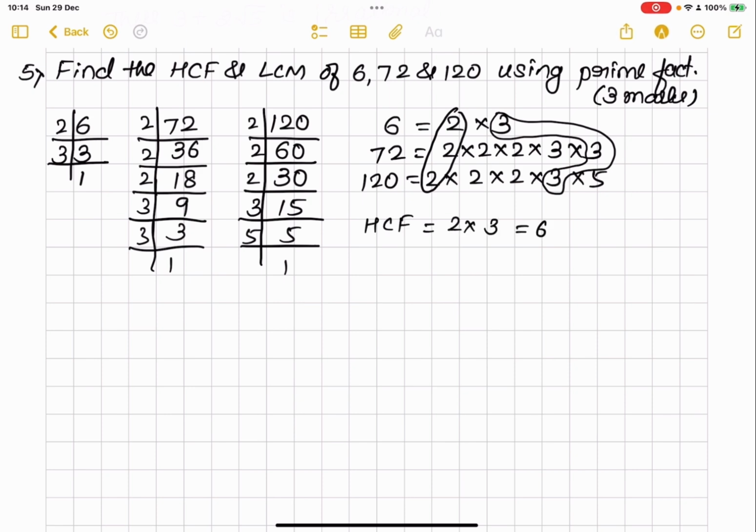Now, if I want to find LCM also here, LCM will be 2 into 3 which are common in both. Now, the remaining ones I will write once. So 2, 2 and 3 and 5. So LCM will be 360.